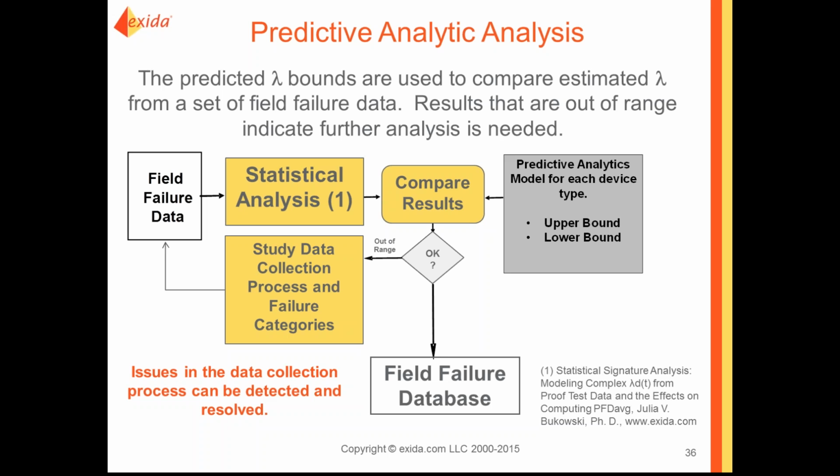If not, it's an indication to go back and take a look at the collection method and collection criteria used in that study to see if there's something wrong there. So it's a way for us to take smaller sets of data, validate them, and then start extracting and learning more quickly.